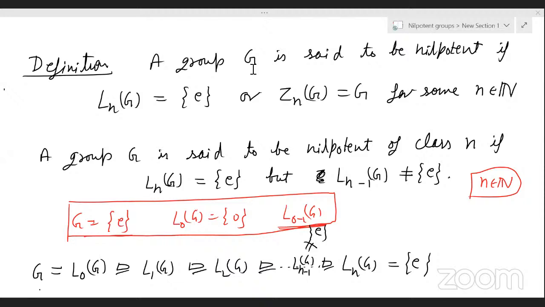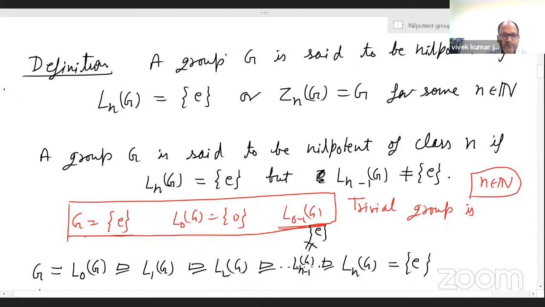So let me write it. The trivial group, meaning the group of order 1, is regarded as a nilpotent group of class 0.